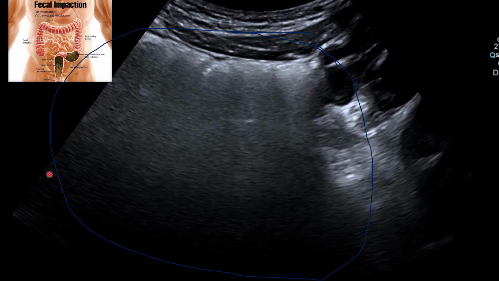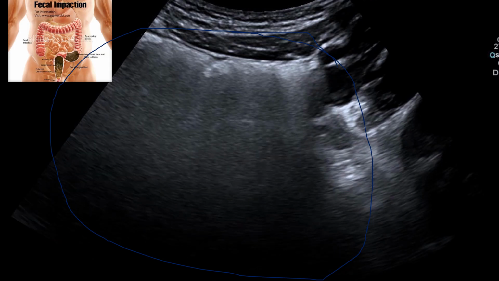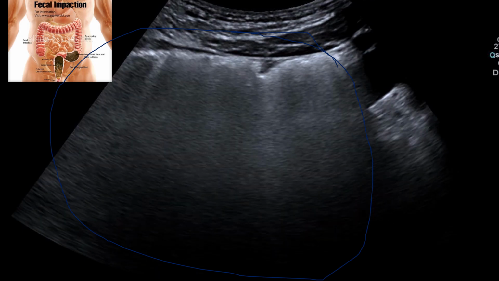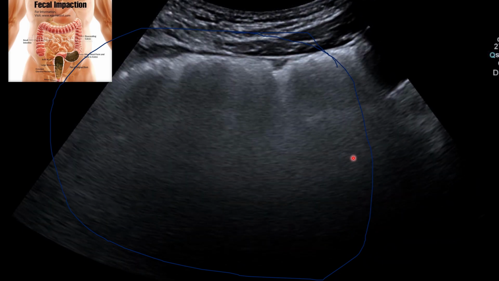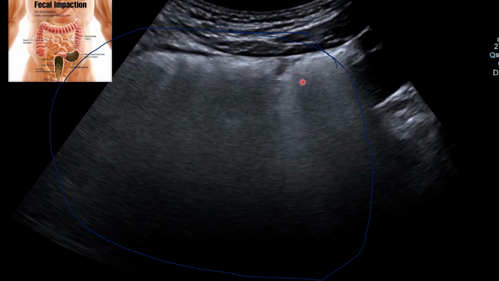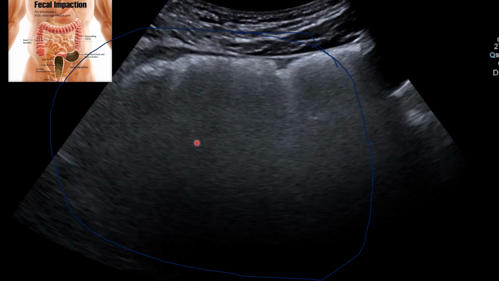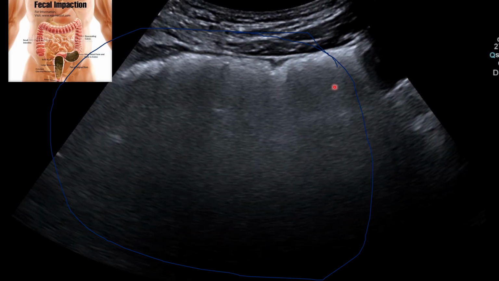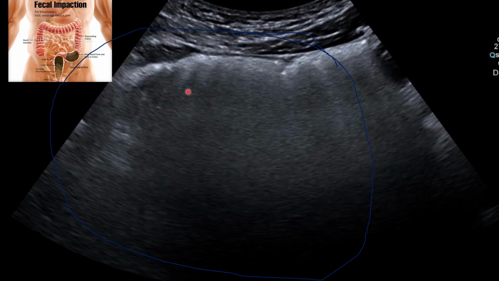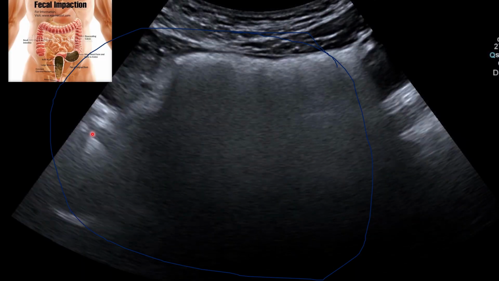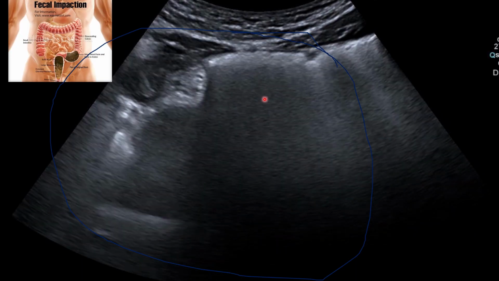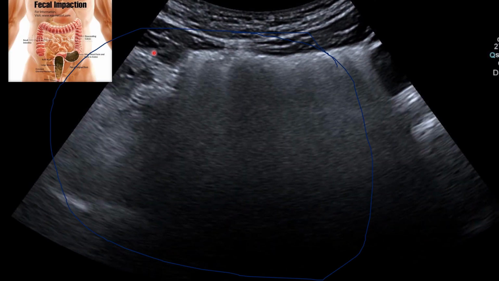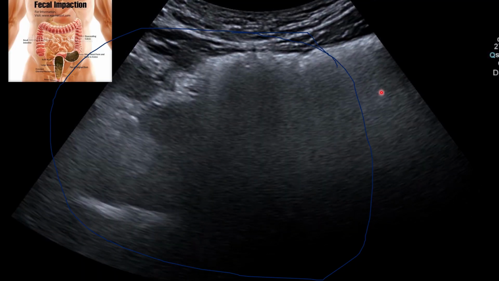So you can appreciate it. It should not be a problem for you to distinguish fecal loading from an obstruction, because you can see bowel gas. There's a lot of bowel gas and also fecal matter that you can appreciate there. There is no free fluid in between the bowel loops.